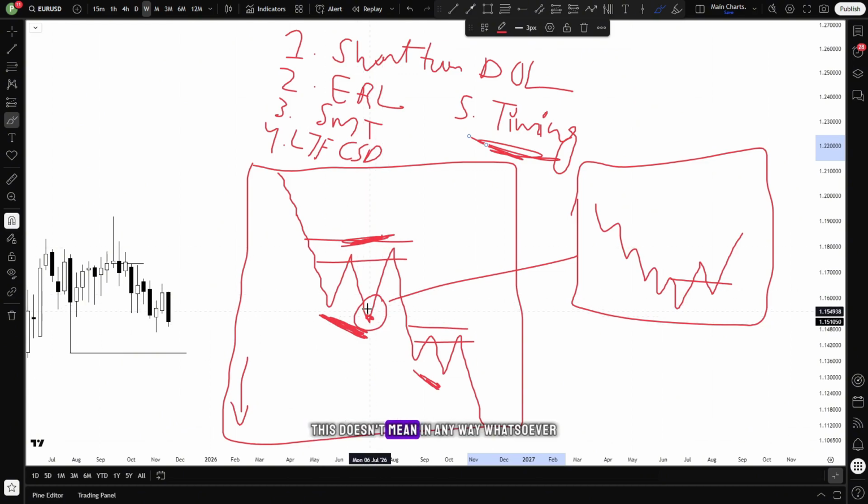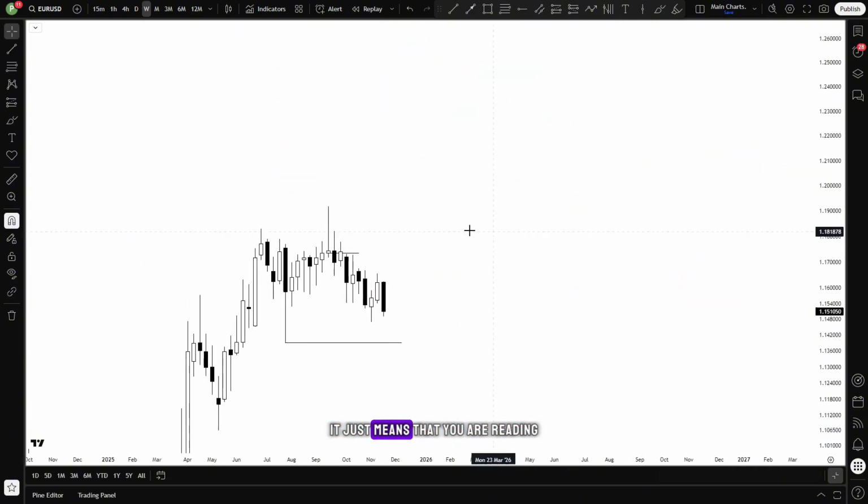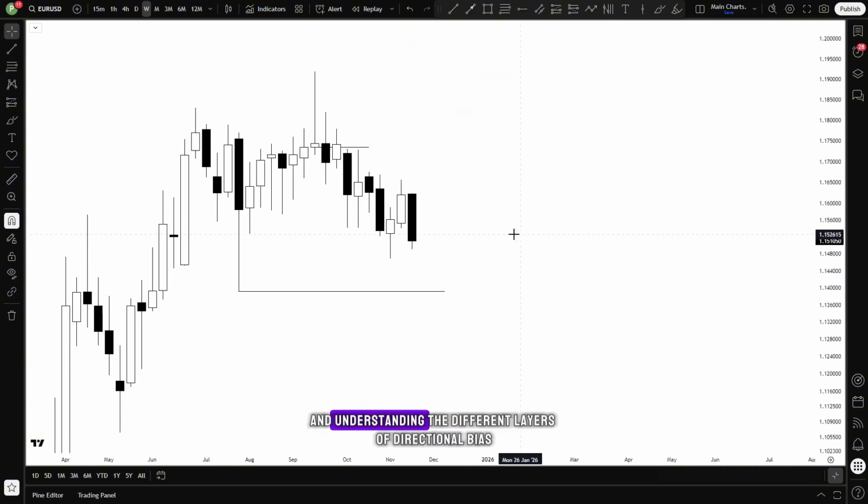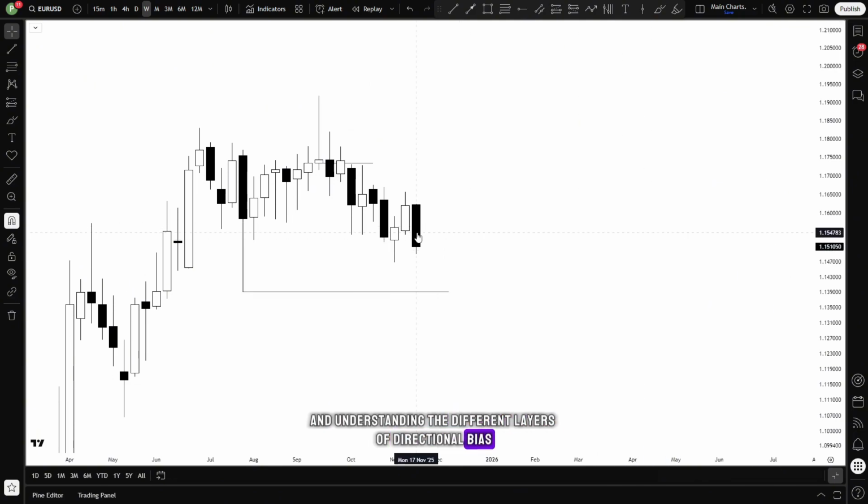Okay, now this doesn't mean in any way whatsoever that you are flip-flopping your bias or shifting your higher time frame bias. It just means that you are reading and understanding the different layers of directional bias and you are adapting to that.